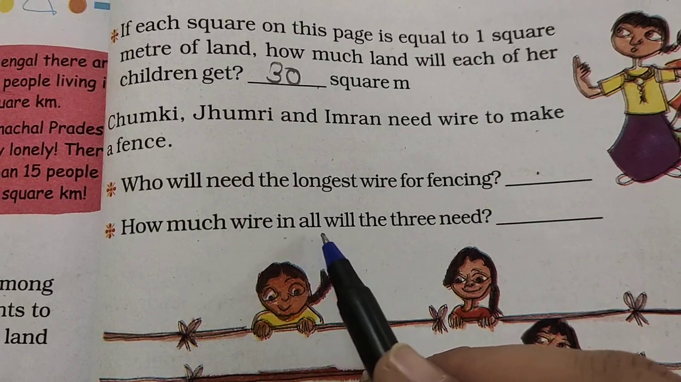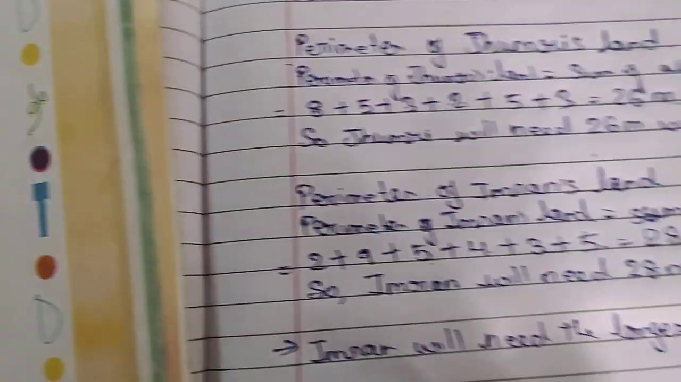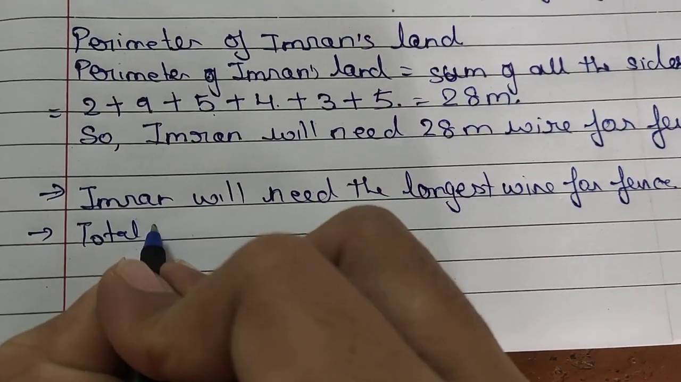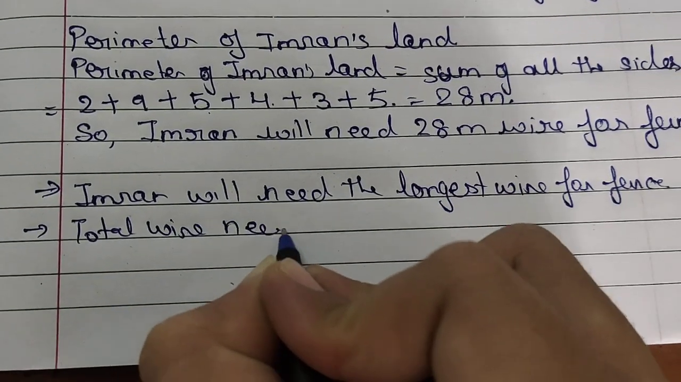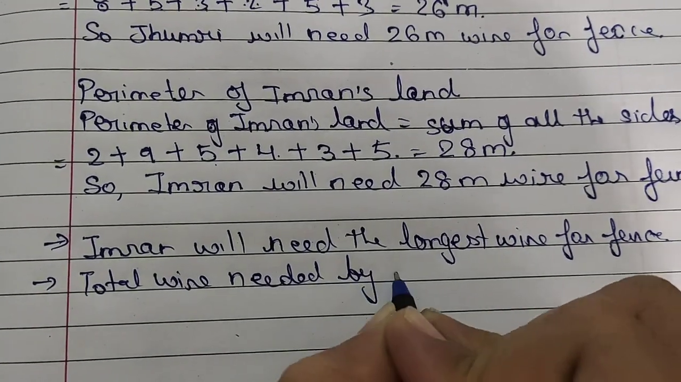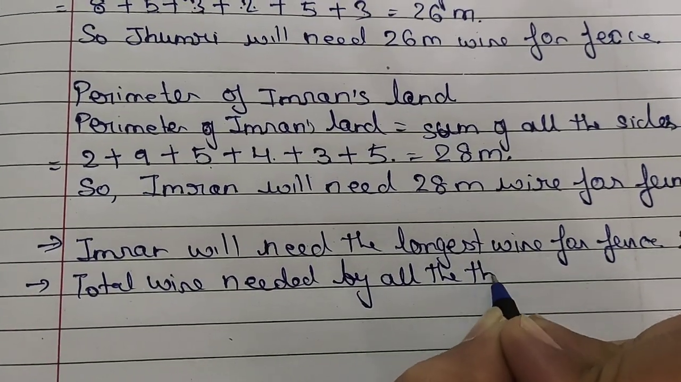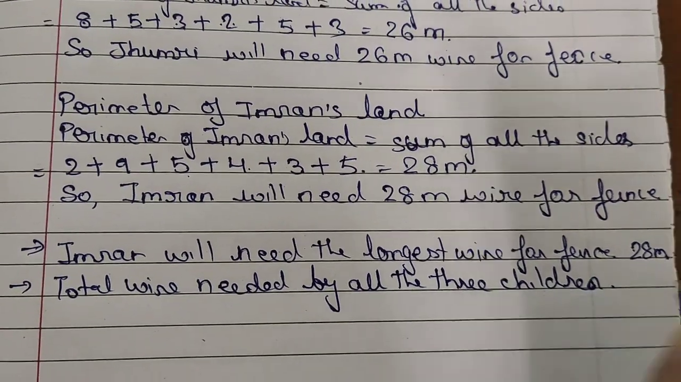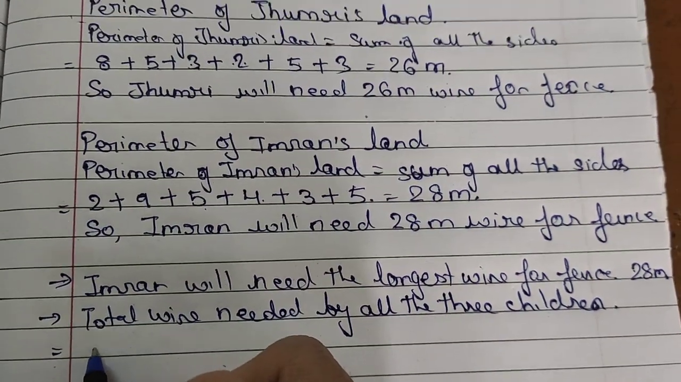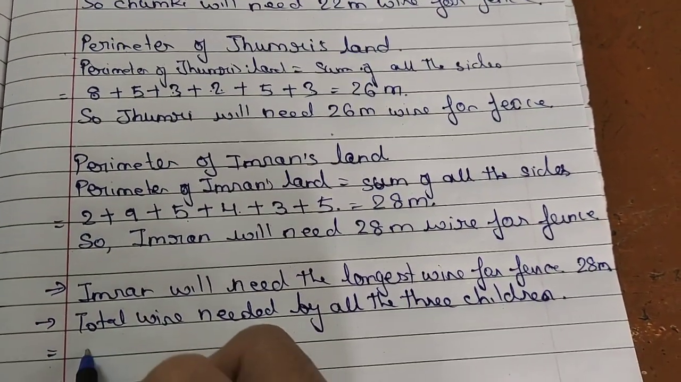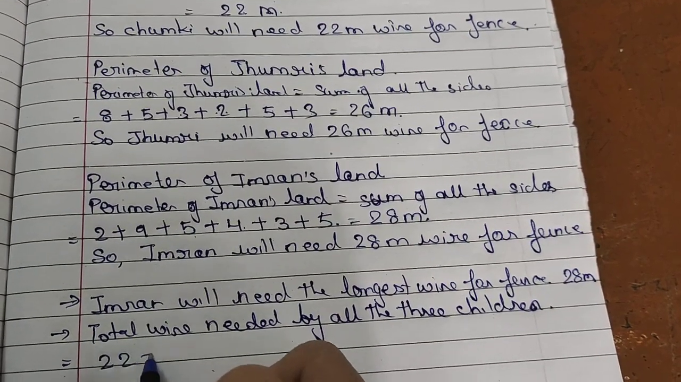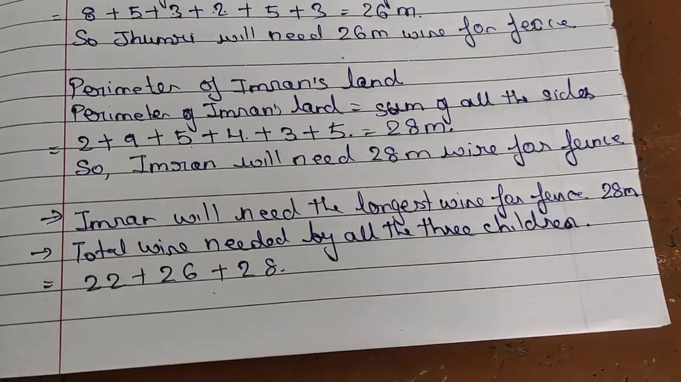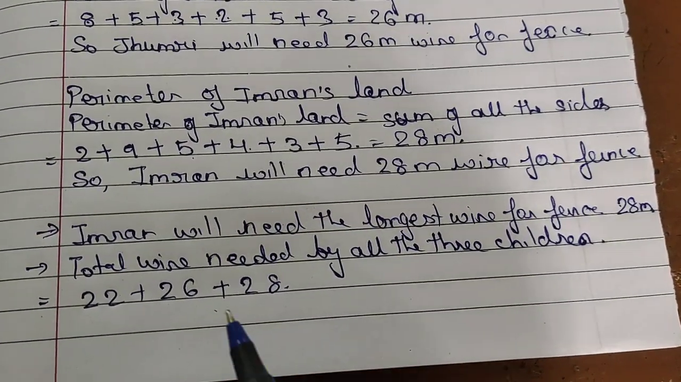Okay. Now the next question: how much wire in all will the three need? Total wire needed by all the three children is equal to Chumki's 22 plus 26 plus 28, isn't it? Now we are supposed to add it up.